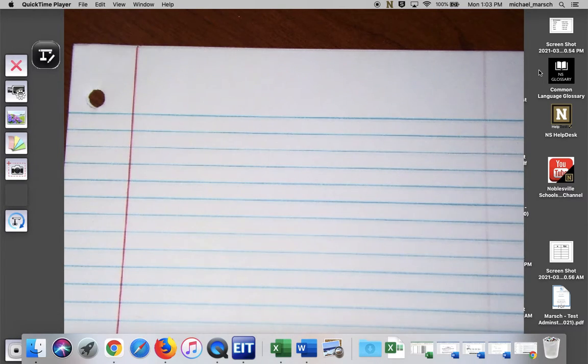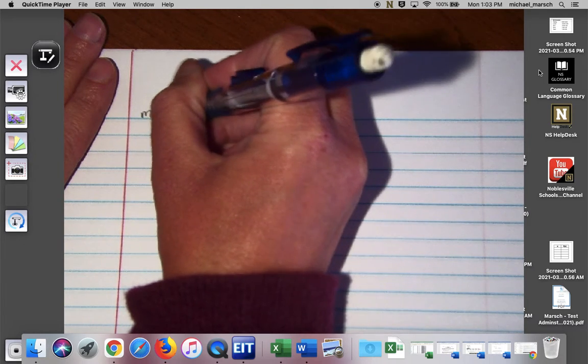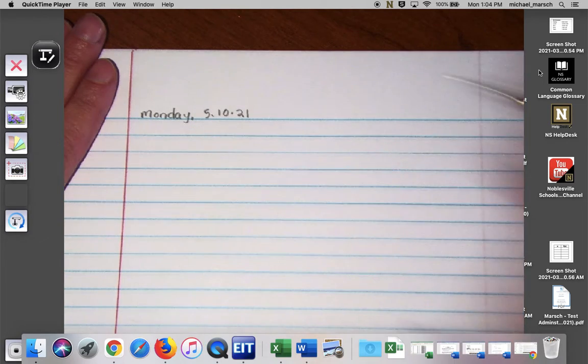So today we are going to work on another type of factoring, which is leading us into quadratics.